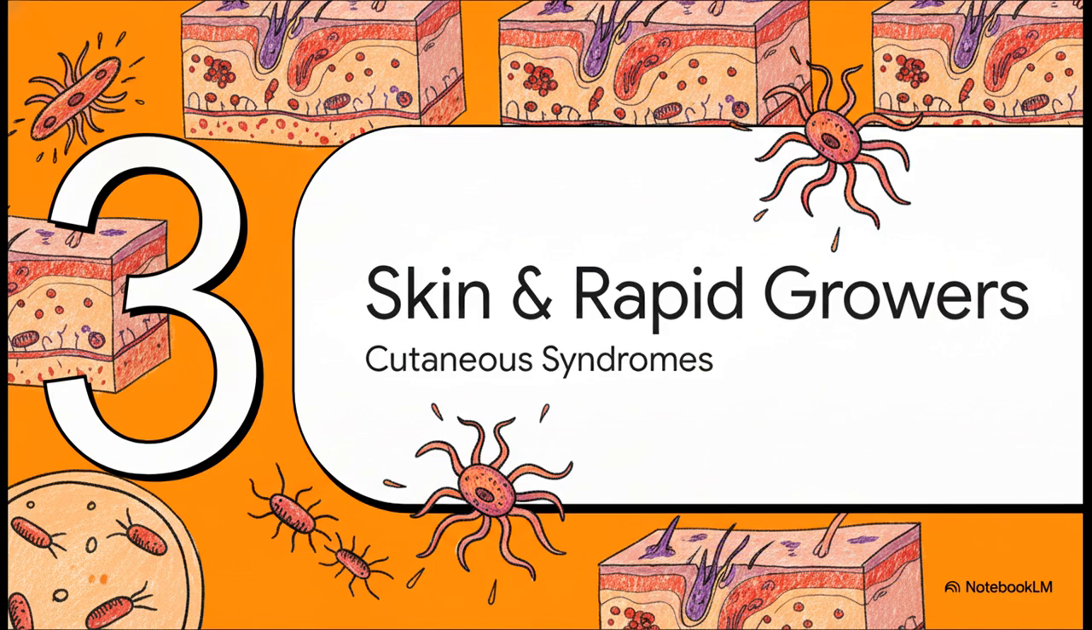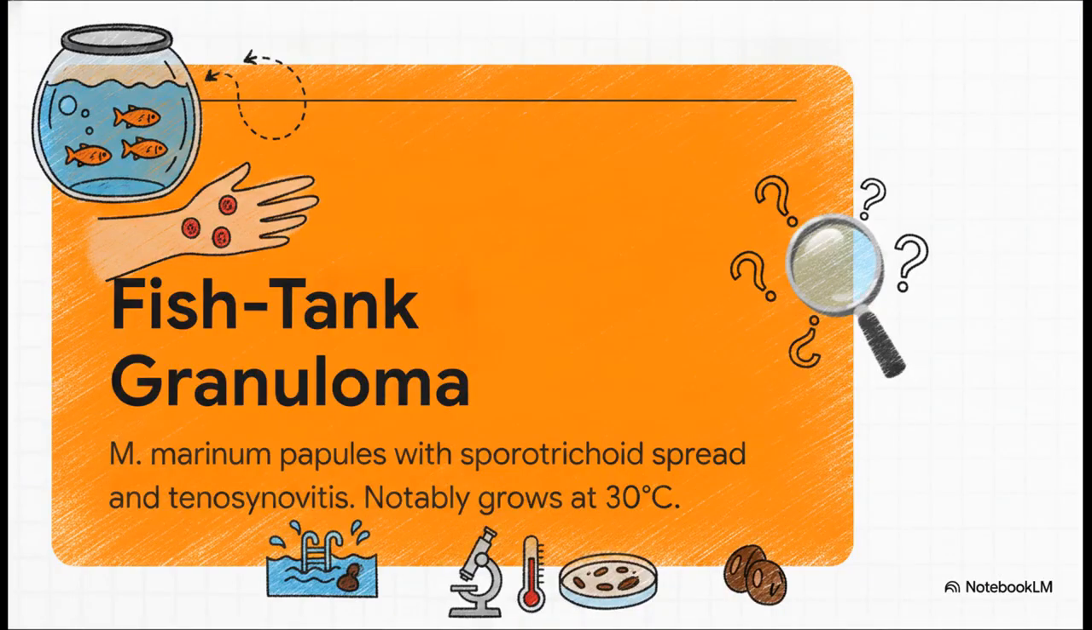We're looking at some bizarre cutaneous syndromes and species that grow incredibly fast. Let's define an extremely testable cutaneous syndrome, fish tank granuloma. This is caused by M. marinum. The patient history here will always involve an aquarium, a swimming pool, barnacles, or maybe fish scales. It typically presents as papules or ulcers on the hands, but here is the kicker you need to watch for. It features a sporotrichoid spread right up the arm following the lymphatics, and it often causes tenosynovitis, which impairs the patient's manual dexterity. Oh, and note this absolutely crucial lab clue. M. marinum uniquely grows at exactly 30 degrees Celsius.